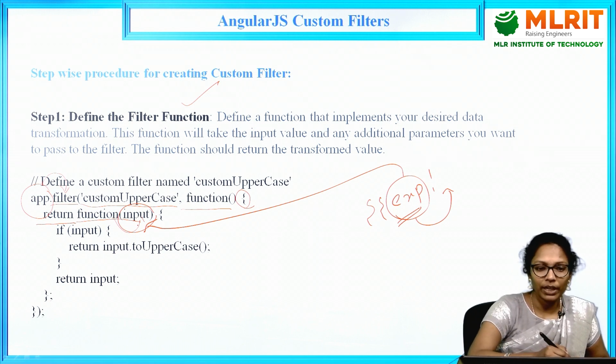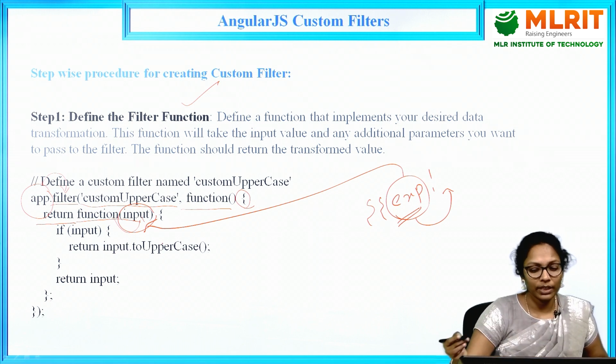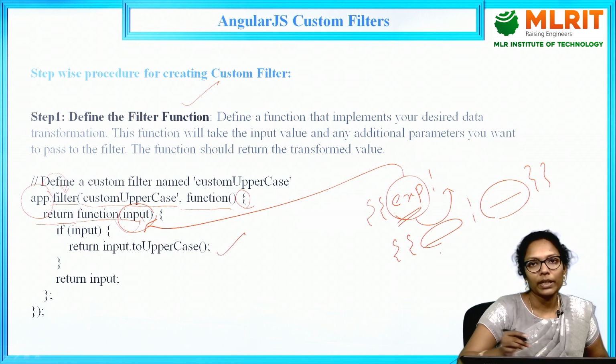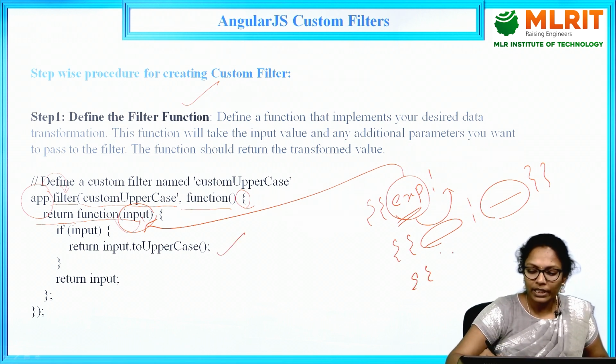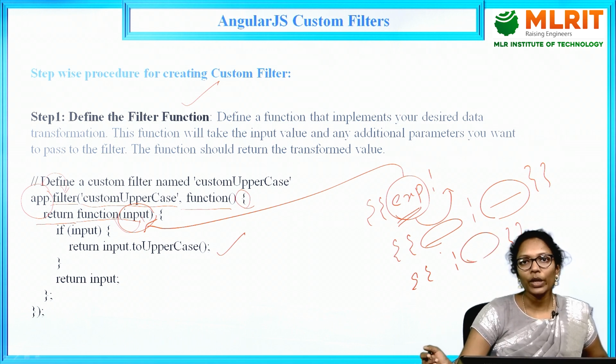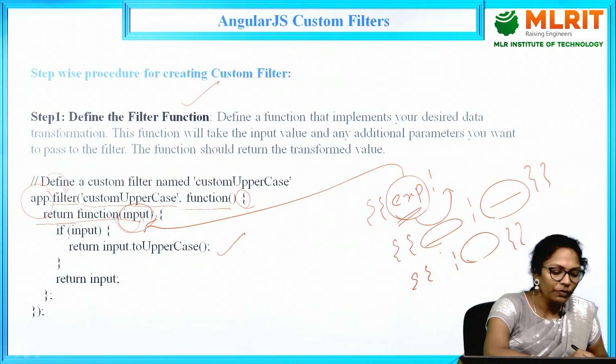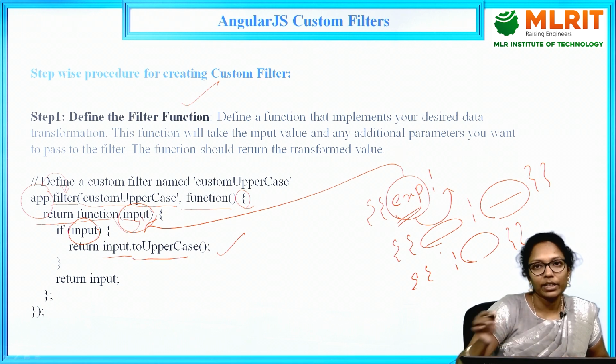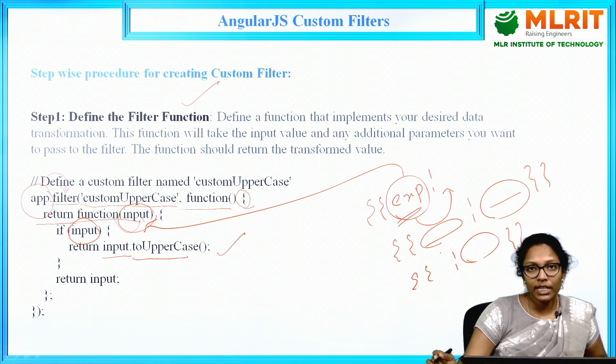Now I am defining this. How am I defining it? If the user specifies some input and calls this filter function, then I can apply this filter. If the user is not specifying any input and simply calls the filter, I cannot do anything. So first I need to check whether the user has entered some input or not. If there is any input, then apply this logic. What is this logic? For the given input, convert it to uppercase. Why? Because here I am creating a custom filter to convert the given string into uppercase.